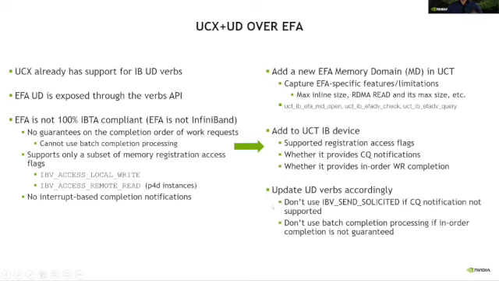For instance, one of the changes is we say don't use the IBV send solicited flag if you don't have completion notification supported. Otherwise, the send operation will actually fail. And avoid using batch completion processing if there is no in-order work request completion guarantee. For instance, rather than using a queue, use a hash table.